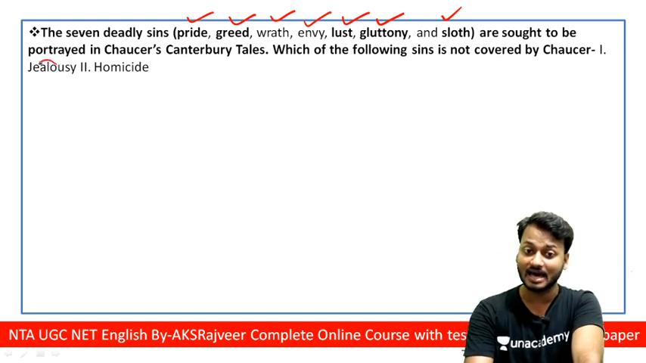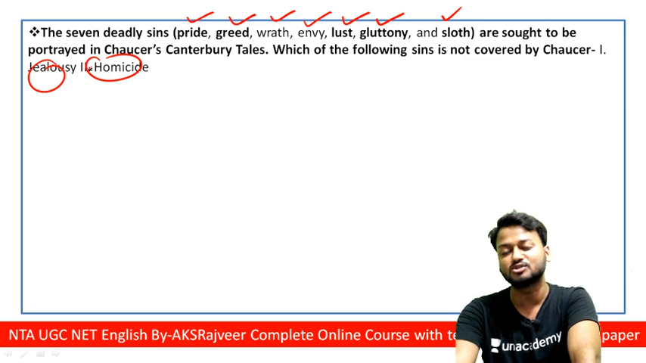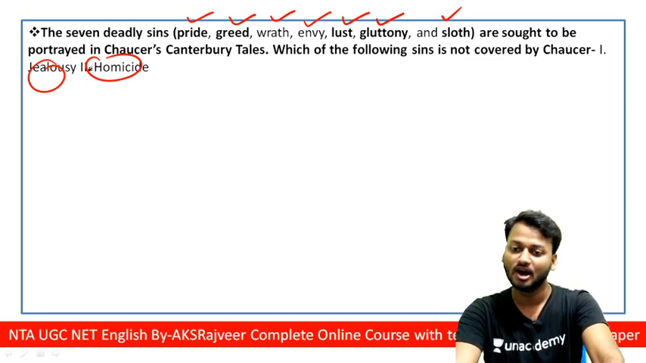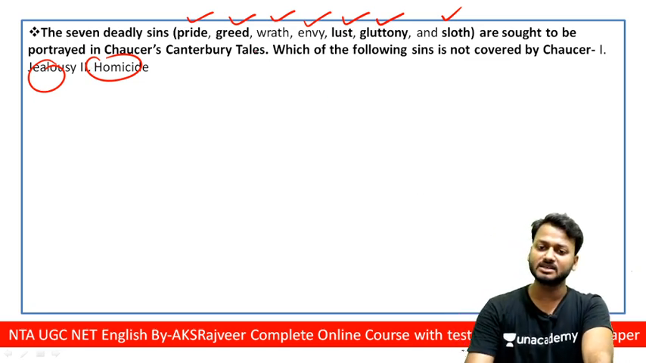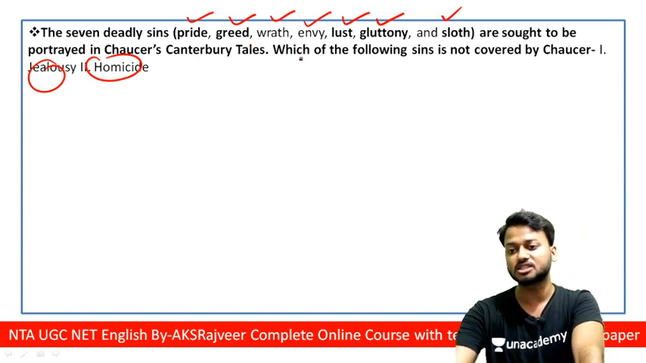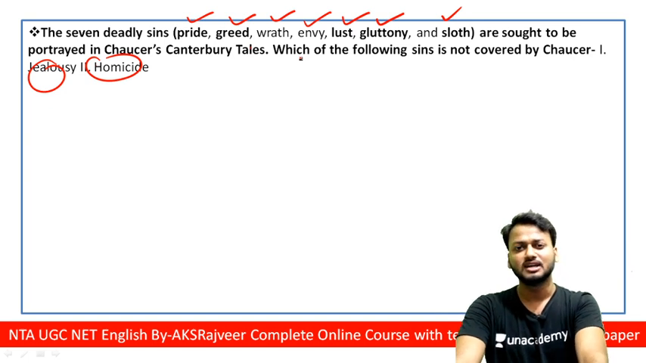Jealousy and homicide have not been covered by Geoffrey Chaucer in the Canterbury Tales. But pride, greed, wrath, envy, lust, gluttony, and sloth, these seven deadly sins can be seen in Chaucer's Prologue to the Canterbury Tales.